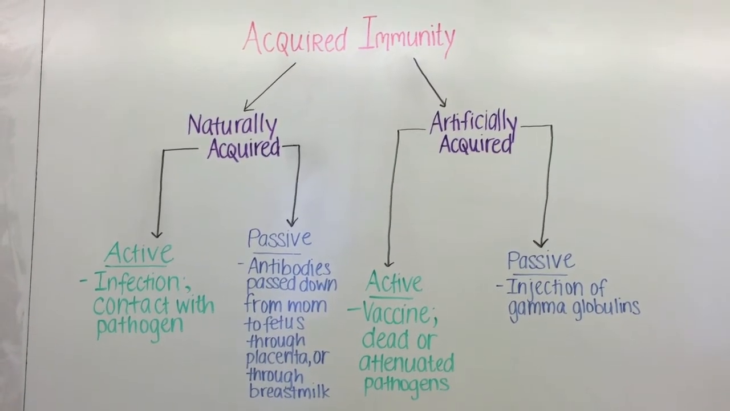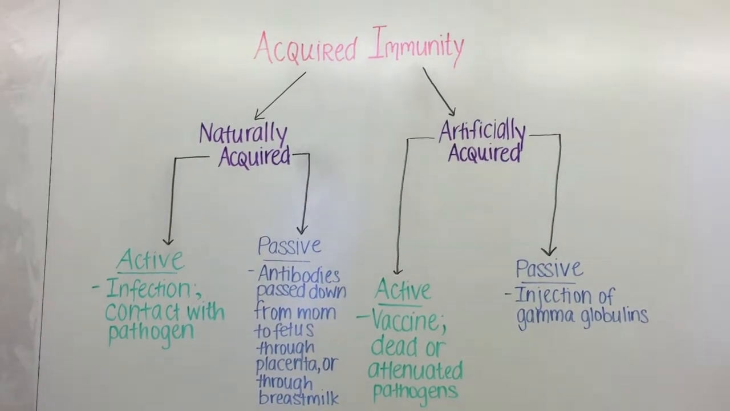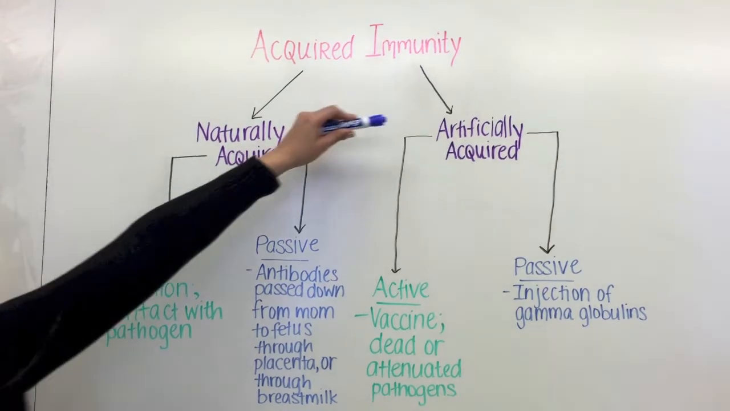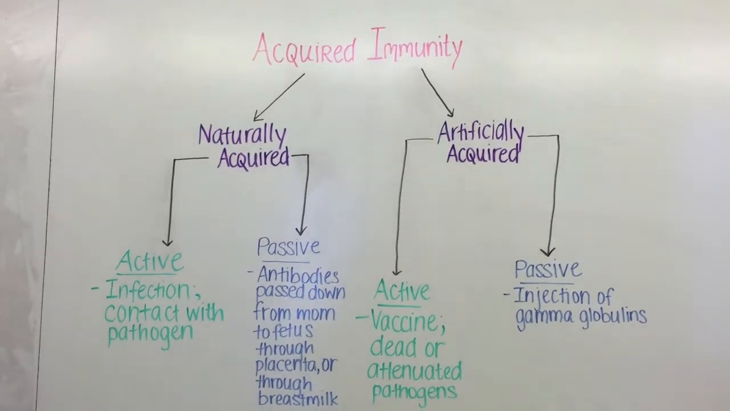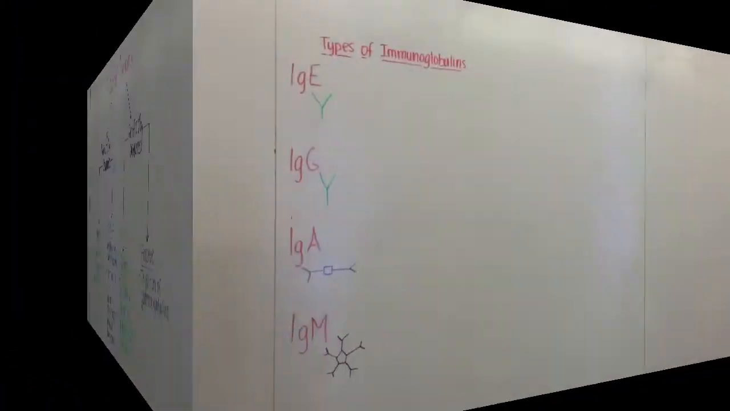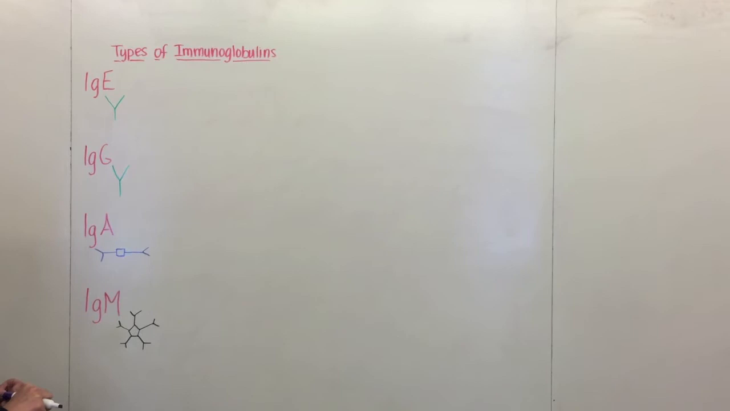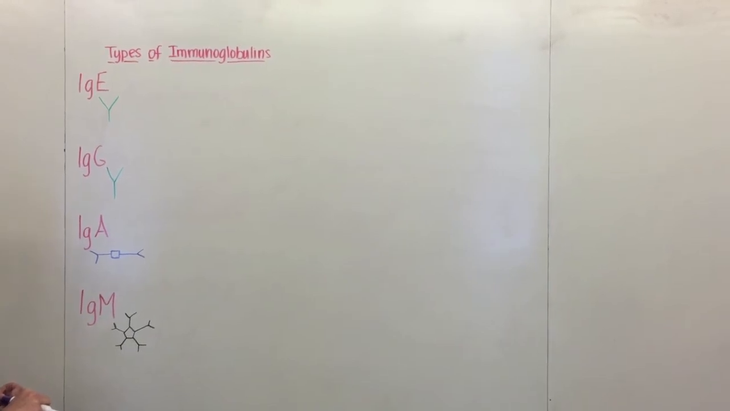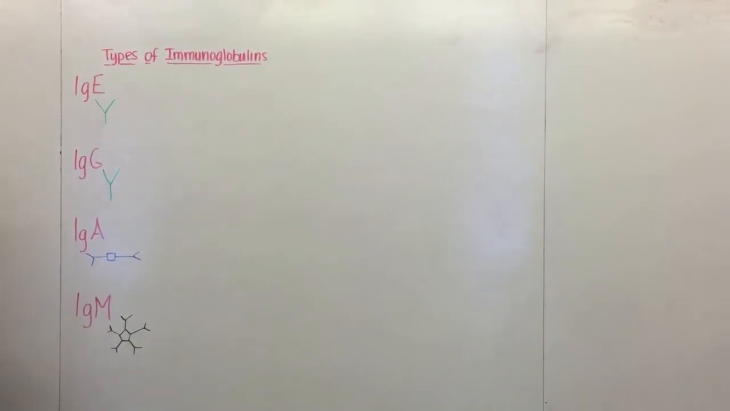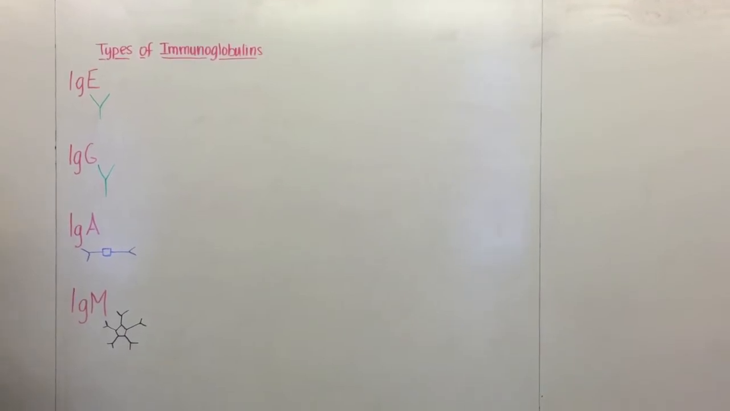Your acquired system is further broken down into natural immunity, which is obtained from getting sick, and artificial immunity, which is obtained from vaccines. Each of these components has both an active and passive form. Before we move on to talking about passive versus active immunity, there's a little bit of review needed for the different types of immunoglobulins, as they are the main players in our immune system.